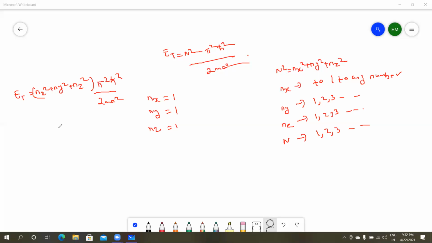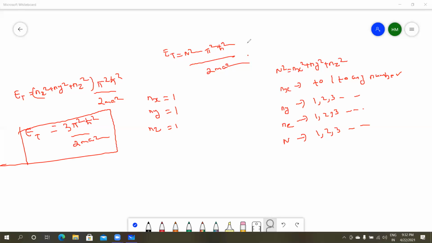So you can put this in and find the zero point energy, that is 3 pi square h cot square divided by 2m a square. This is my total energy. This is my zero point energy, the minimum energy possessed by the system. This is nx, ny, nz, all three equal to how much? 1. So this much is clear, I think. This is n equal to 1, the minimum energy.